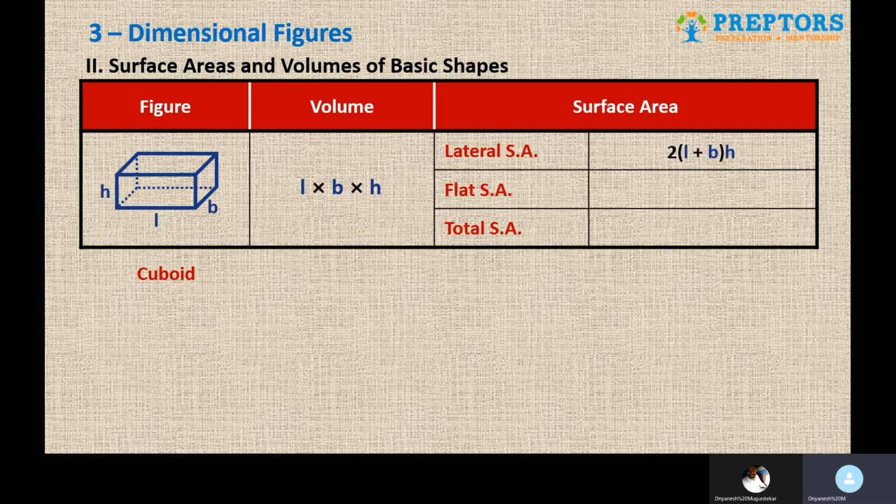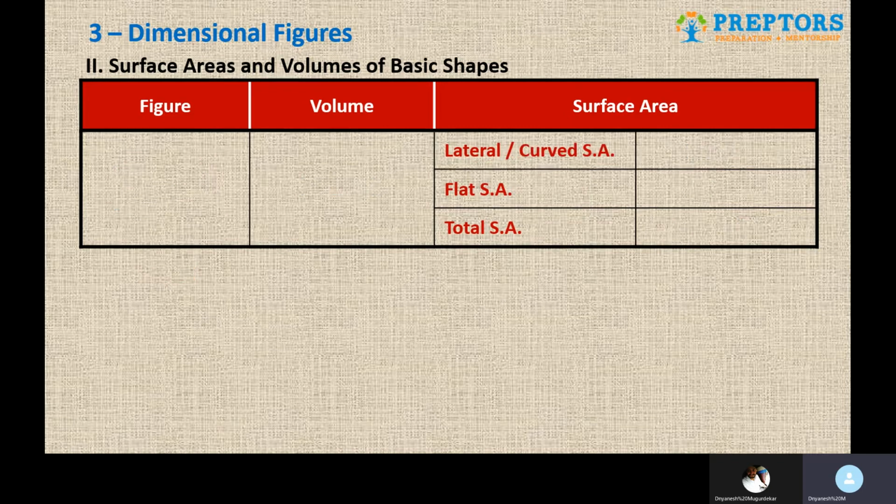Flat surface area, that is top and bottom, two rectangles again with the dimensions L, B, so 2LB is the area of the flat surfaces, top and bottom. Addition of both of them, flat and lateral, you get 2 times LH plus BH plus LB. That's the total surface area of the cuboid.